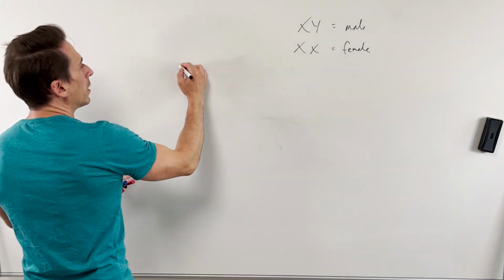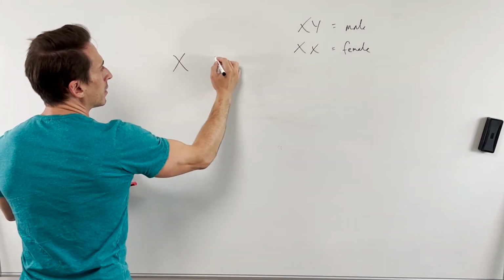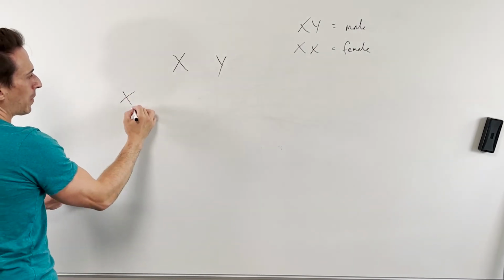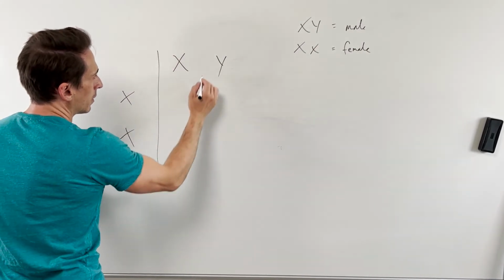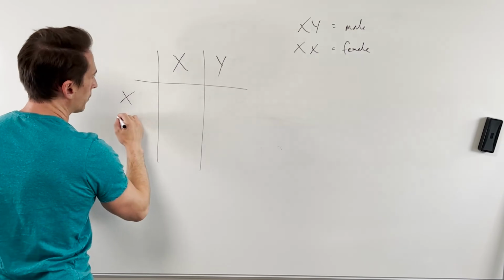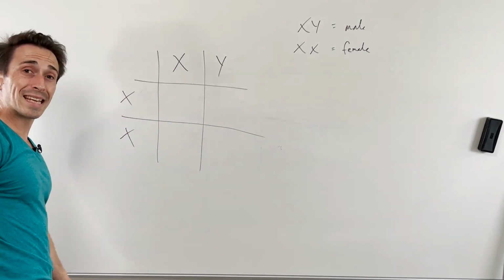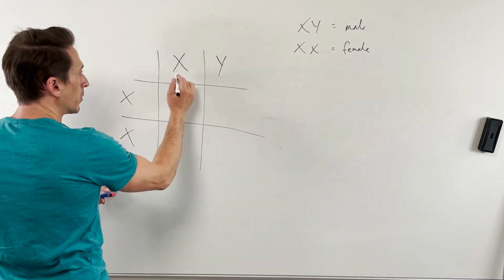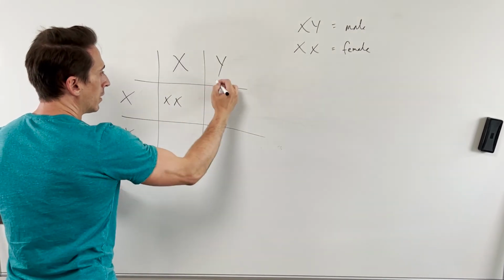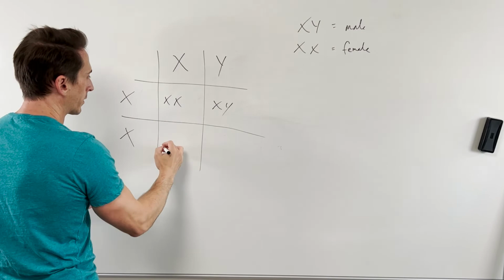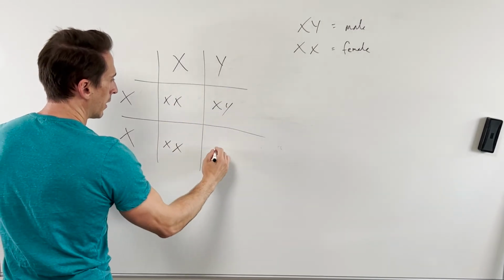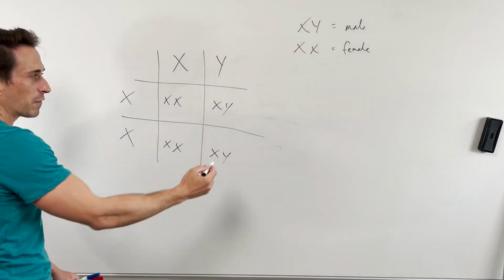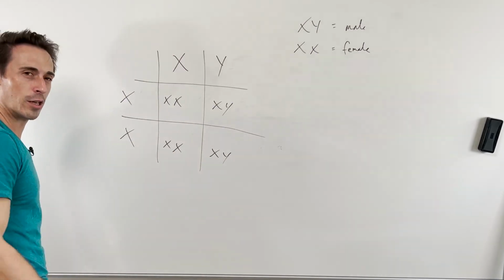So when dad and mum have offspring, what percentage of offspring are going to be genetic males, what percentage are going to be genetic females? Well, XX, female, XY, male, XX, female, XY, male. 50% genetic male, 50% genetic female.